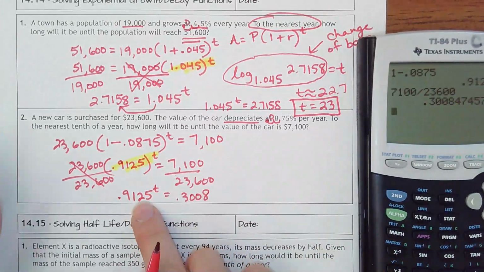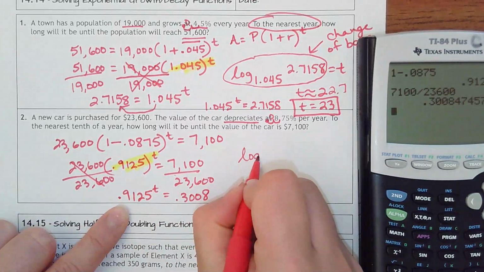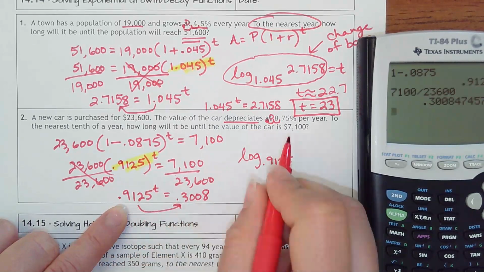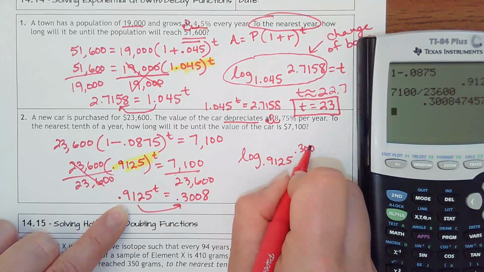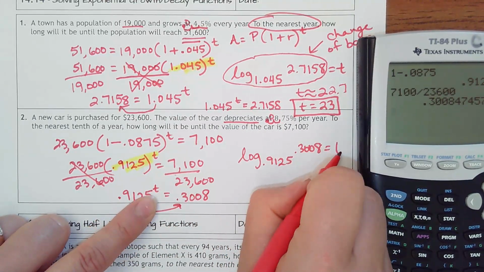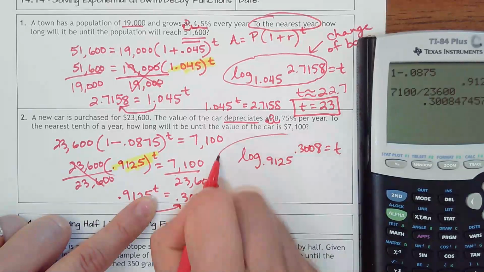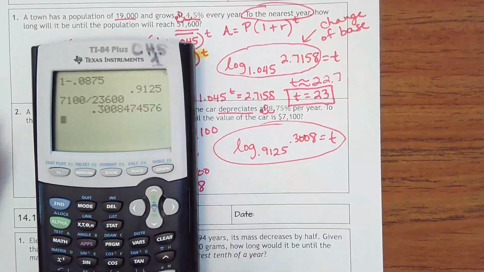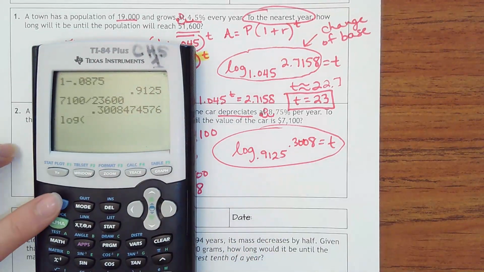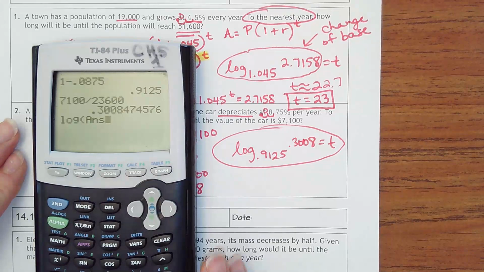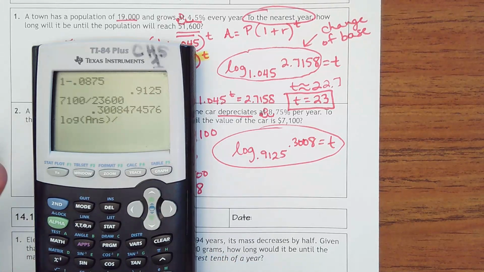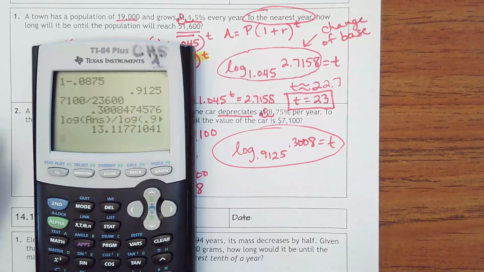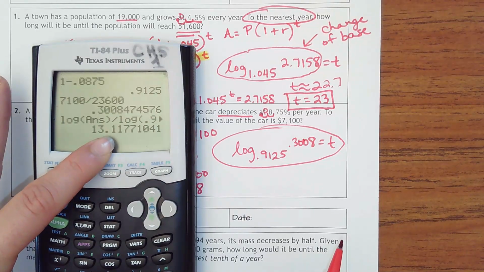Now to write this as a log, it'd be log with a base of 0.9125 of this 0.3008 needs to equal t. So then here you're just doing change of base. It'll be log of that answer, so I'll hit second, the negative button, divided by log 0.9125. And be careful, it says to the nearest tenth of a year, which would be 13.1.